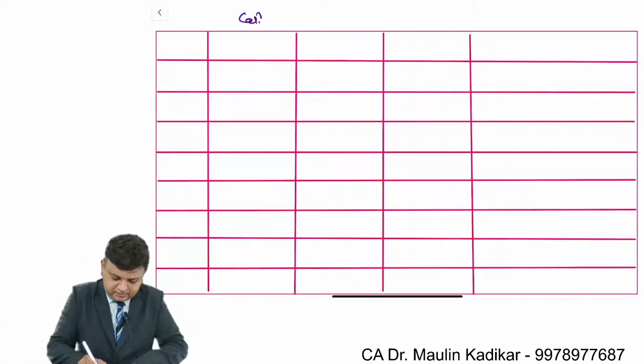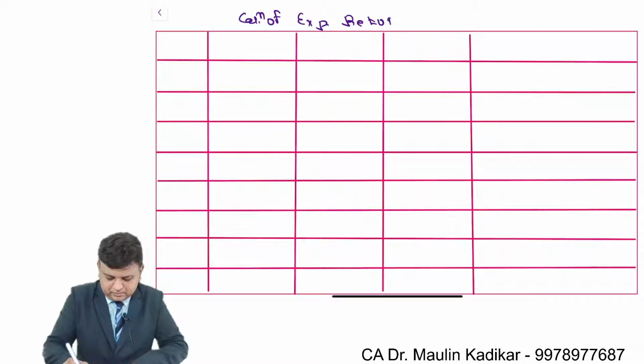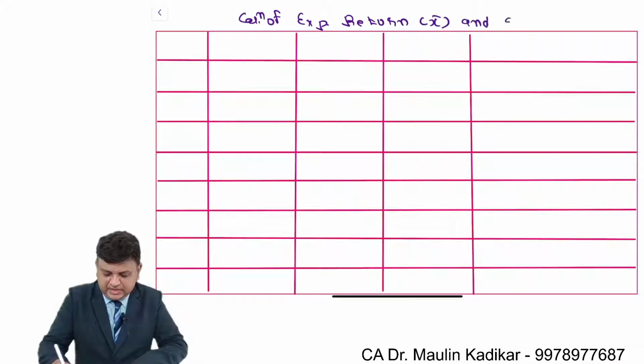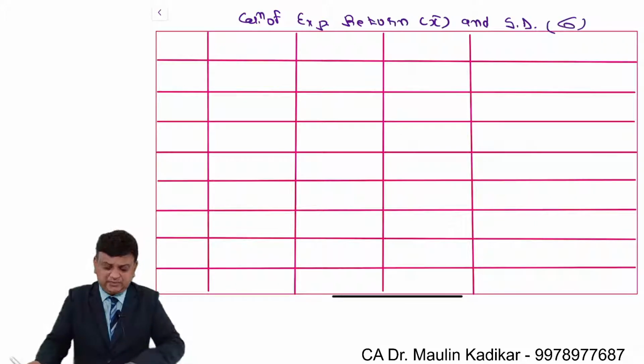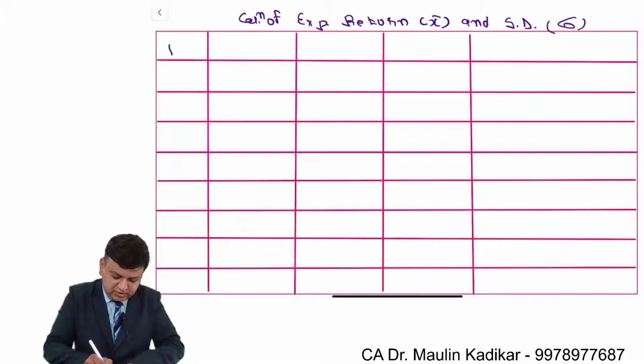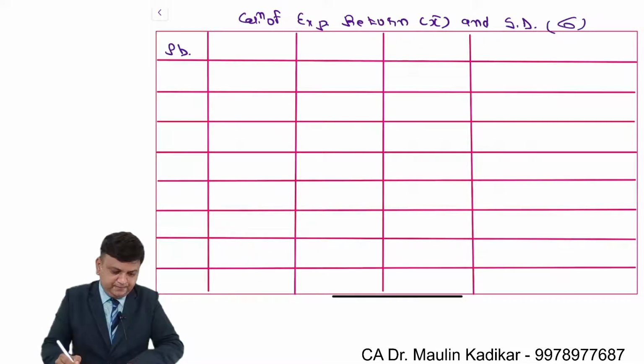Calculation of expected return, that is X bar, and SD, standard deviation. That's very simple to calculate, dear students. Column number 1 is probability. There are 25% chances. What will be the return?